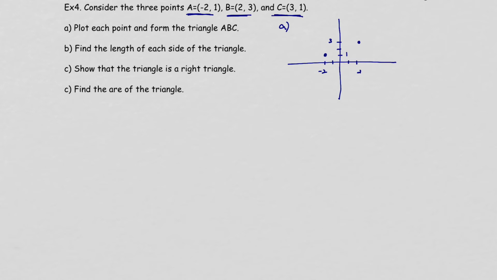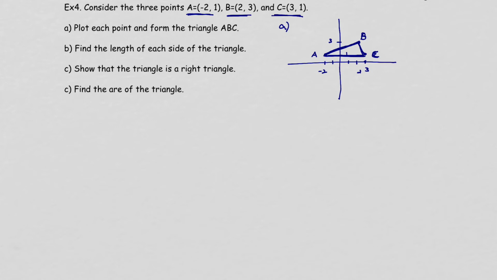Point C is, so that's A, C, and B. C is going to be 3 and 1. And when you graph, draw the straight line between those 3 points. That's your triangle, right? That's what they want you to do on A.